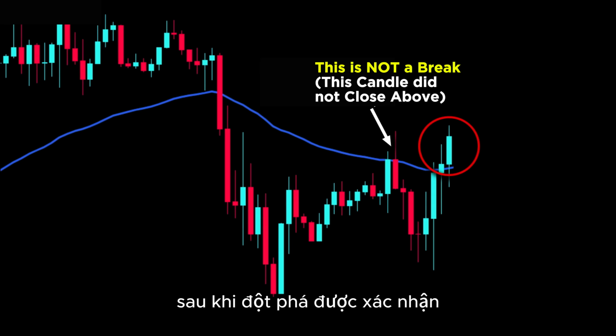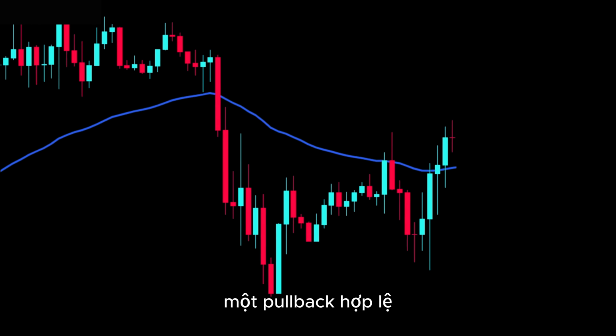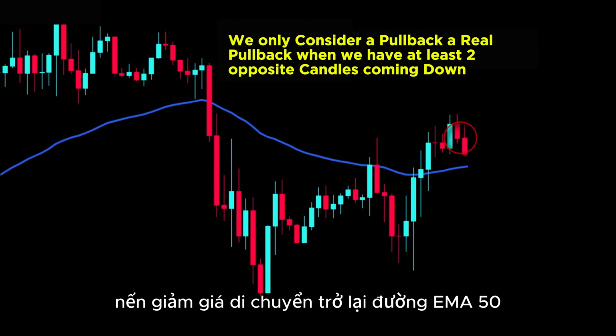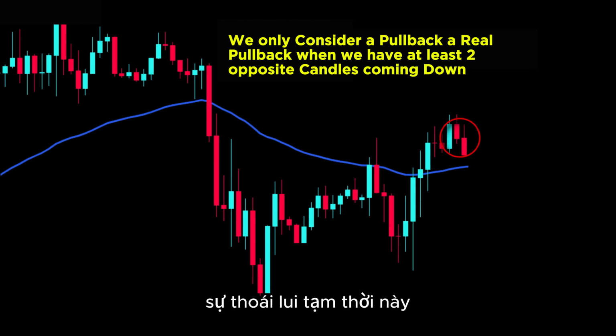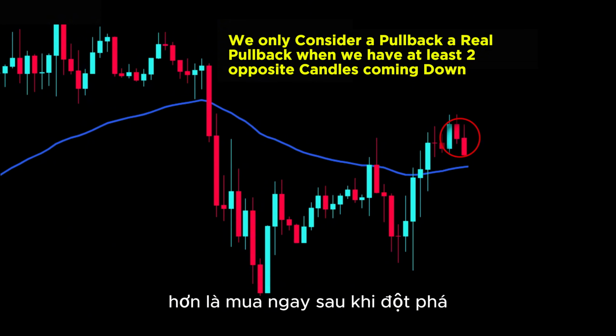After the breakout is confirmed, resist the temptation to chase the price. Instead, wait for a healthy pullback. A valid pullback should consist of at least 2 consecutive bearish candles that move back toward the 50 EMA. This temporary retracement often provides a much safer and higher quality entry than buying immediately after the breakout.